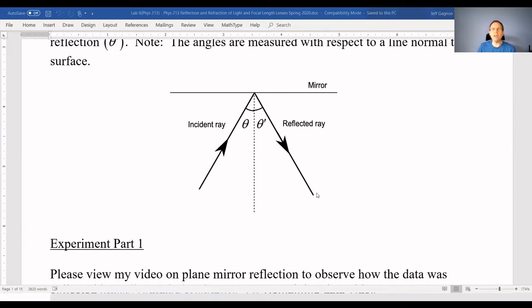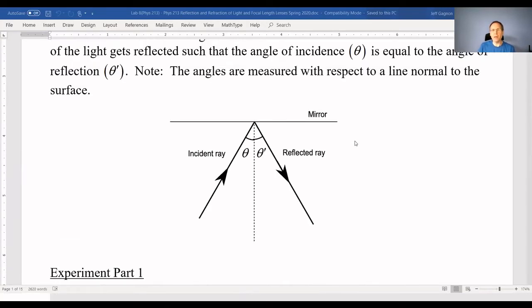If you measure the angle of incidence, which is called theta, and you measure the angle of reflection, which is called theta prime in this case, those angles are always measured relative to a line that's perpendicular to the surface. This dashed line right here is perpendicular to the mirror. So the incident ray is measured relative to that normal line. And what you should find is, in theory, the angle of incidence should equal the angle of reflection.